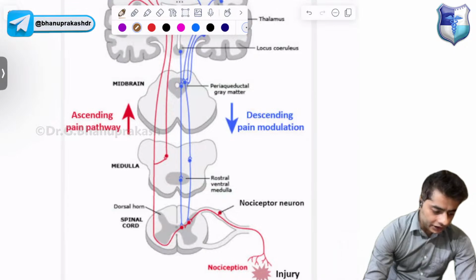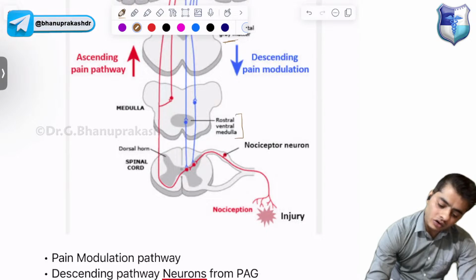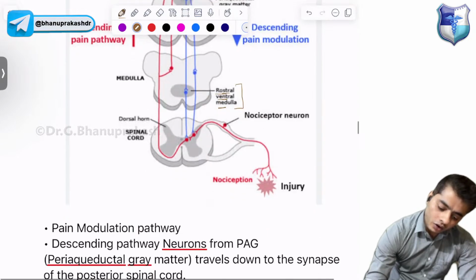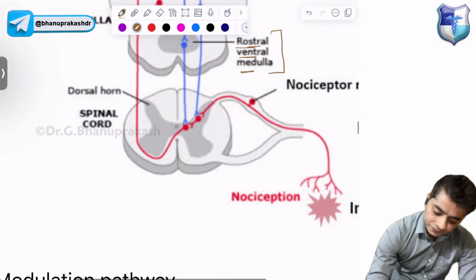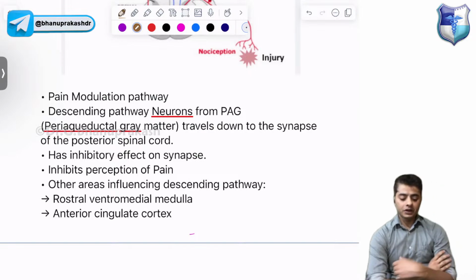Now you can see in this diagram, the periaqueductal gray matter is there, so the descending tracts are coming. There's another thing, the rostral ventral medulla. All of these are inhibiting through interneurons. Okay. Now this is known as the pain modulation pathway.